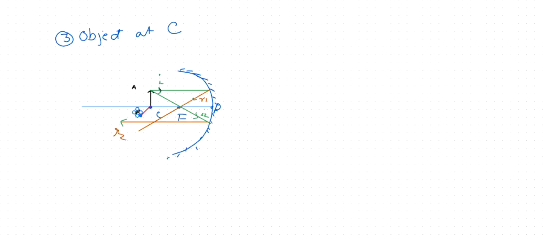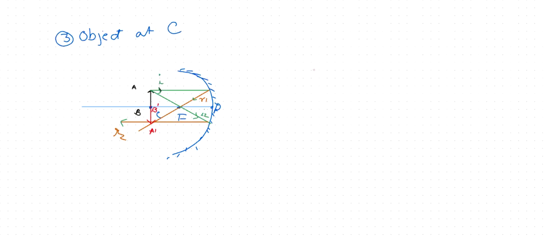Let me extend it. Okay. Let's give it a head. So you see it is exactly below the object. Let's call it A dash and B dash. Okay. So when the object is placed at center of curvature, the image is also formed at center of curvature, but it is upside down, inverted.